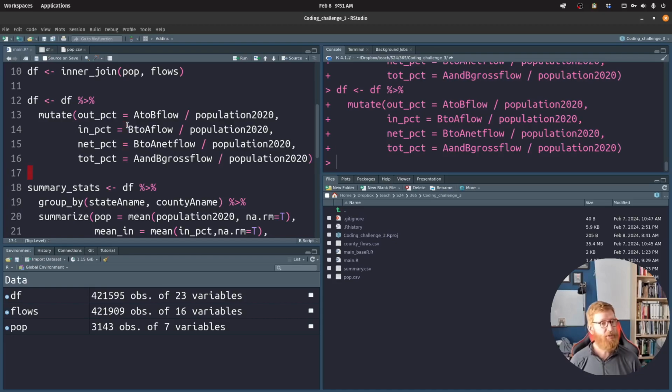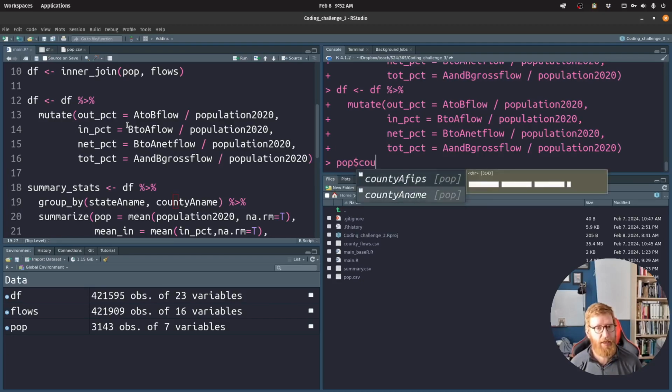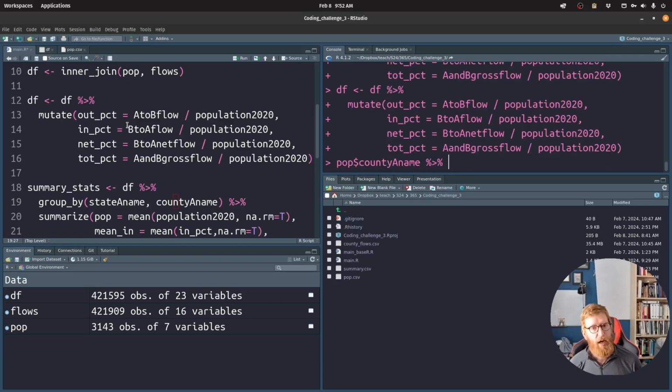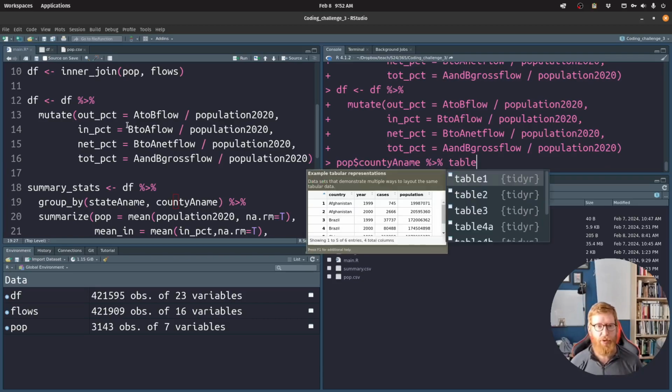Now what we want to do is get the average of those by county. And we have to specify by state and county because some county names are repeated in different places. So for example, let's go pop $ county A name, and let's plug this into table. Look at that, it gives us a little preview here. Oh, no, that's an example from the documentation. We don't have Afghanistan in our data set.